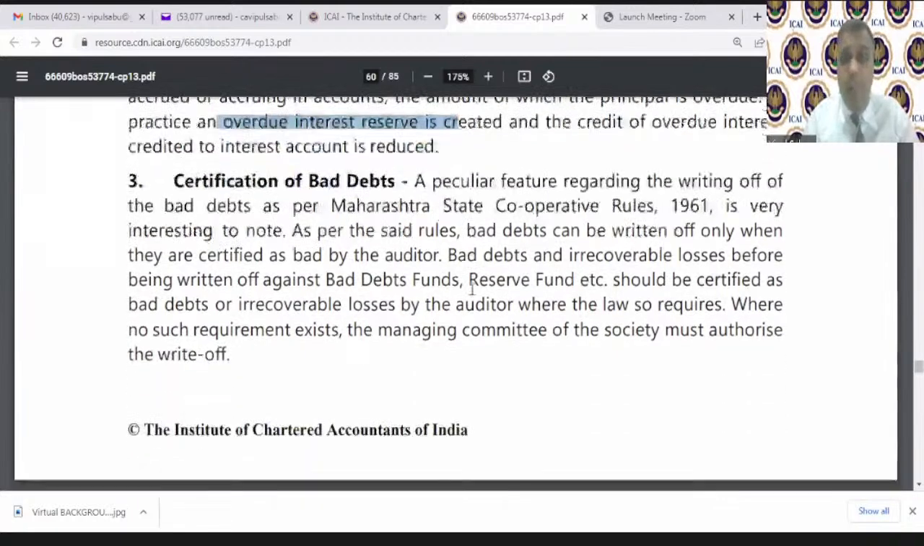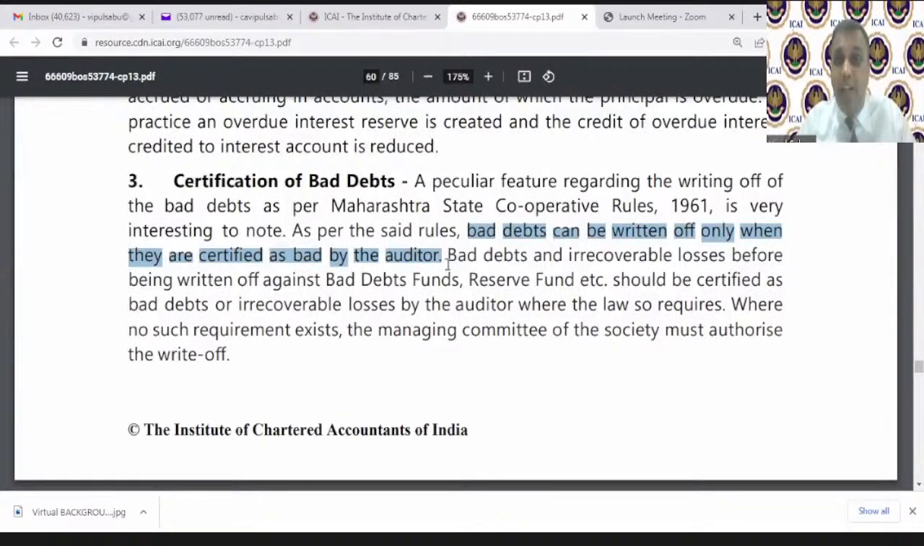Certification of bad debts, if there are any bad debts. So you have to write off the bad debts. For example, as per the Maharashtra state cooperative rules, bad debts can be written off only when they are certified as bad by the auditor. The rules which support the act are called rules. The rules state that a society can write off the bad debts in its books only when its auditor certifies them to be bad.